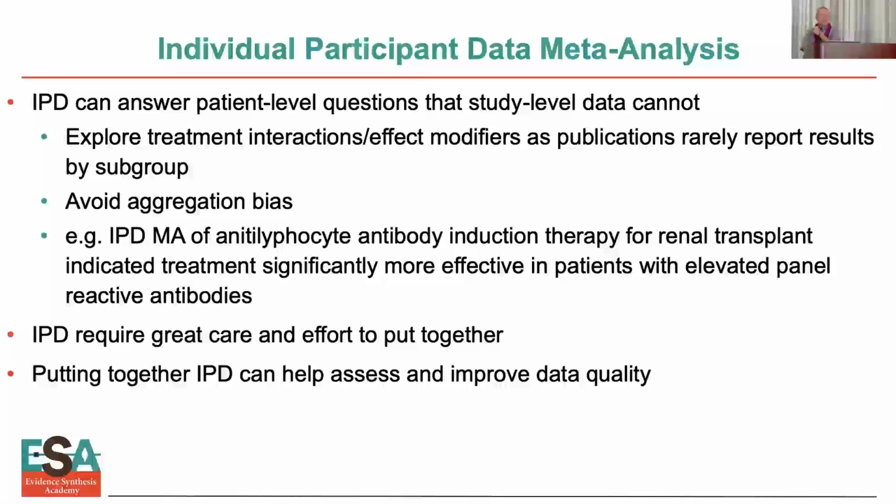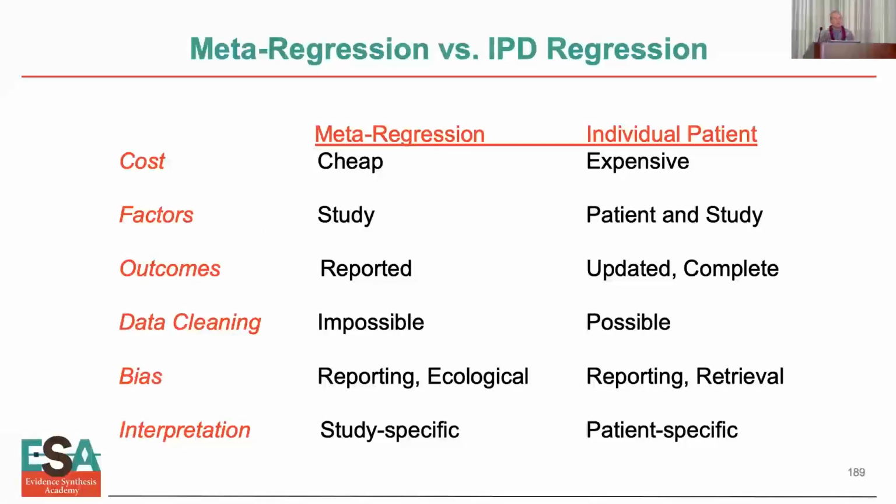Now, the individual participant data require a lot of care and effort to put together, but it can have a lot of benefits because it can help assess and improve the data quality. So just as a quick comparison, if you're looking at cost, then the meta-regression is going to be a lot cheaper, but the individual participant is going to be a lot more expensive because you're going to have to put all these databases together, and you're going to have to clean them. Now, in meta-regression, you can only look at study-level factors. In the individual participant data, you can look at both the participant and the study-level factors. For the outcomes in the meta-regression, you can only use the outcomes that the studies reported. If you have the original data, then you can use all the outcomes that they collected data on. If you only have study-level data and you're doing the meta-regression, you can't clean any data, right? Because you don't have the original data.